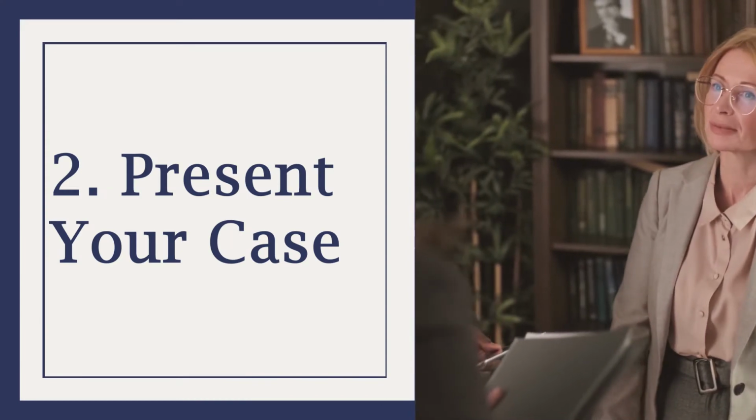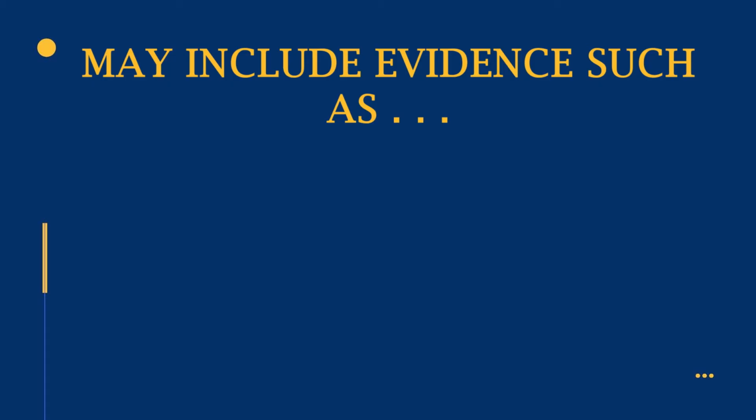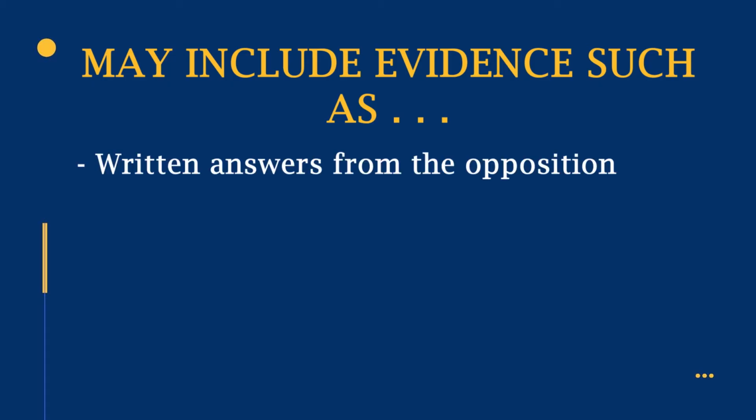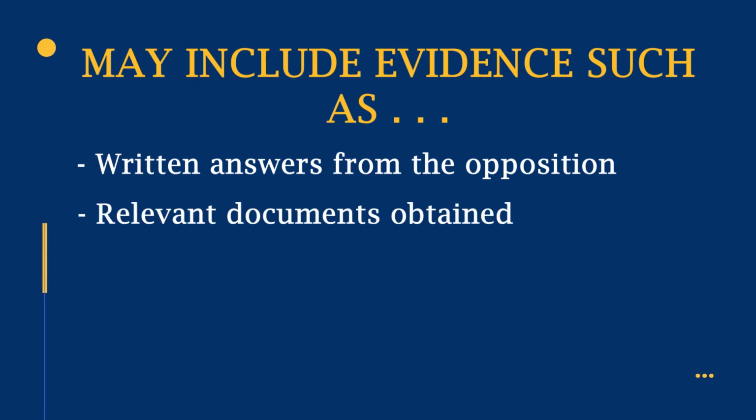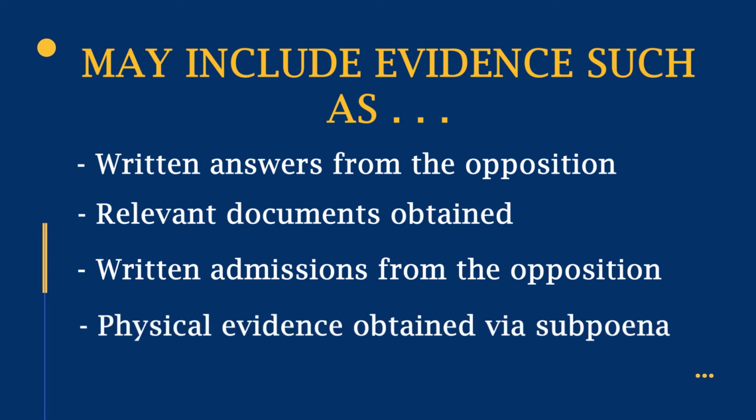After opening statements, the petitioner will present their case first. This may include evidence collected during the discovery process, such as written answers to questions they've asked the opposition, relevant documents that they've obtained, written admissions from the opposition that certain facts are true, physical evidence obtained via subpoenas, and deposition transcripts from interviews with other parties or a third party. These are typically presented through the use of witnesses.